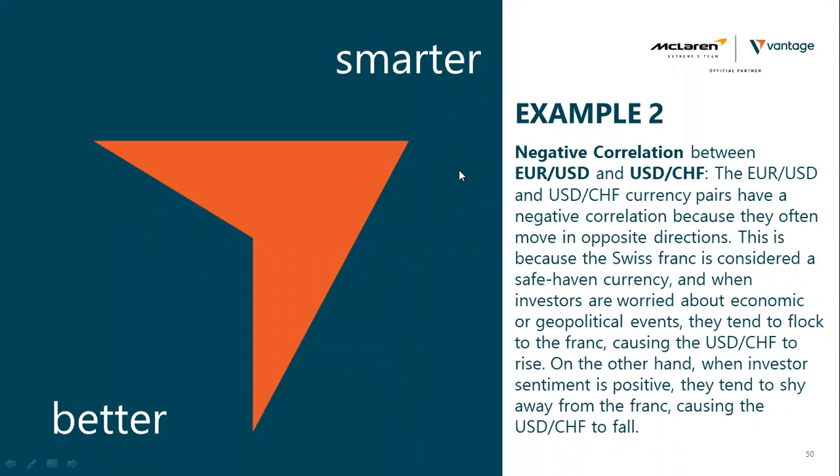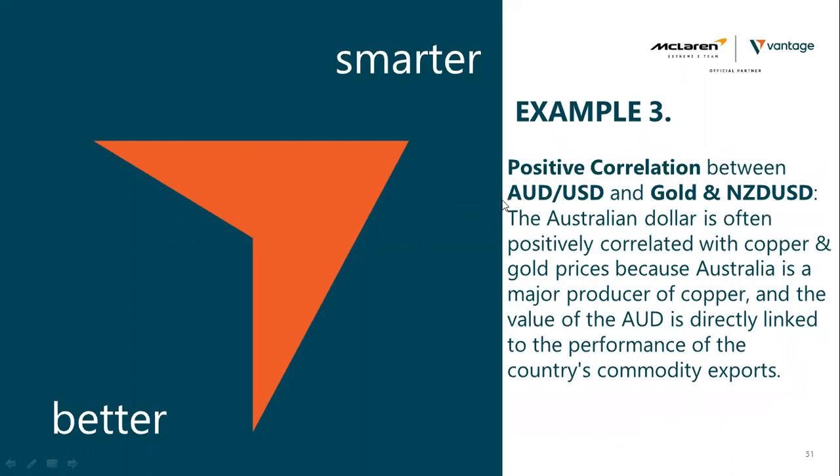Okay, let's keep going. So example 3, we have positive correlation between AUD USD and gold and NZD USD. AUD USD has a positive correlation with gold, and AUD USD has a positive correlation with NZD USD. The NZD and AUD economies are very, very intertwined. They are actually very close, in close proximity, and both of the economies depend on each other a lot. They have the same kind of natural resources.